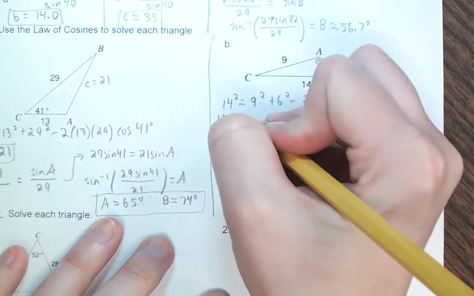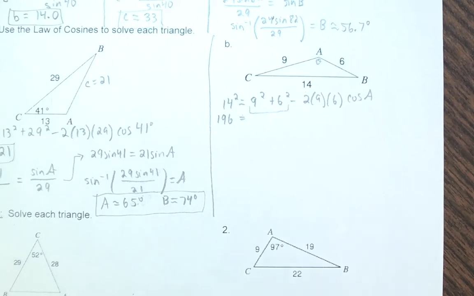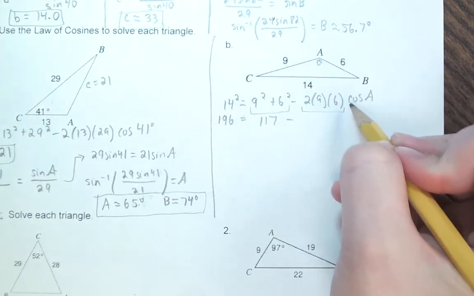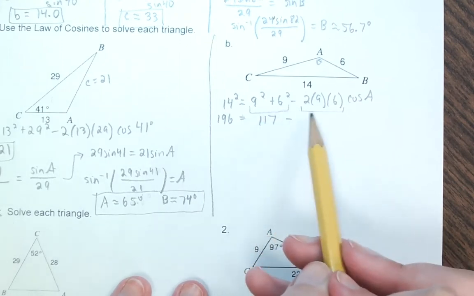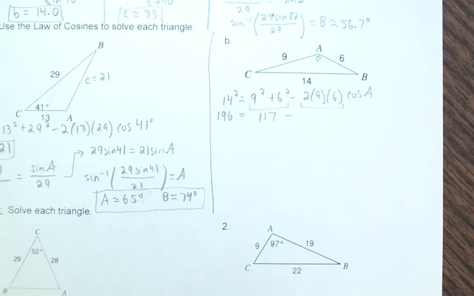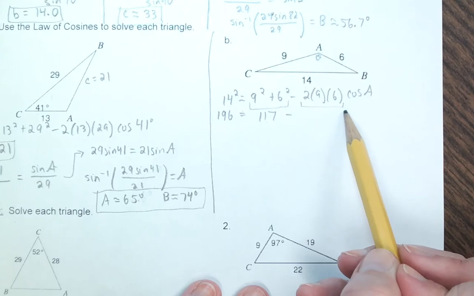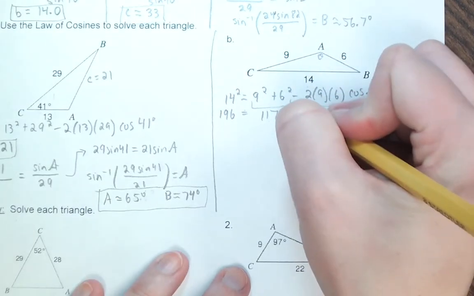So this is 196. I'm going to simplify that chunk right there. So that gives me 117. This whole thing is going to get multiplied. Now you can't subtract these. This is a common mistake. You cannot subtract these because this is being multiplied onto the cosine of A there. So this is just kind of like if you had 117 minus 2x, you couldn't combine those. So I have the 2 times 9 times 6 is 108.